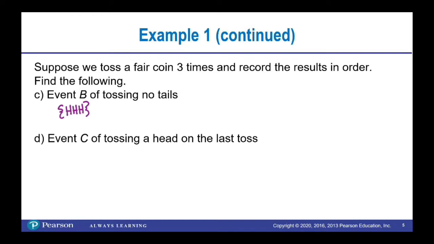Last, we have event C, the event of tossing a head on the last toss. So go back and look at your sample space. List all of the outcomes in the sample space that have a head on the last toss. So that would be a head, head, head. That might be a tail, head, head. Head, tails, head. Tails, tails, head. Those are all of the outcomes in my sample space that have a head on the last toss.